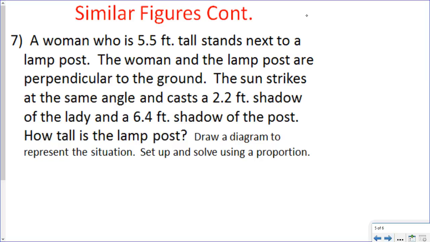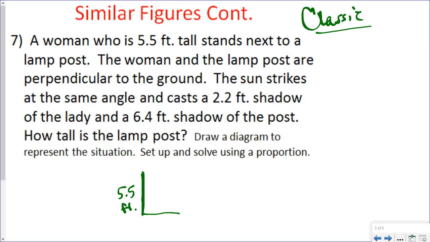For number 7, this is a classic problem as it pertains to proportions, ratios, similar figures. You've got the woman who is 5.5 feet tall, and she casts a shadow of, we don't know. And then the sun strikes the same angle and casts a 2.2 foot shadow of the lady. And a 6.4 shadow of the post. So the lady, I'm not going to draw a picture of the lady this time. But she has a 2.2 foot shadow.